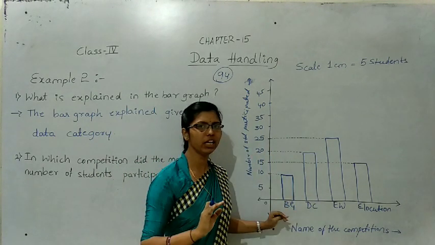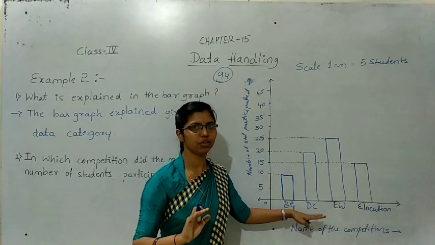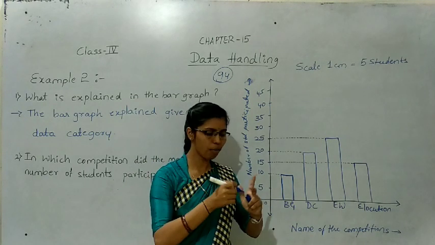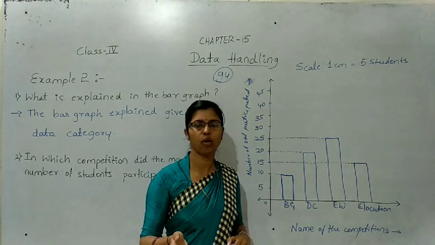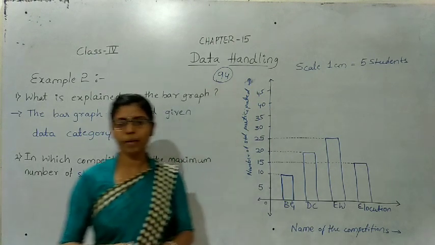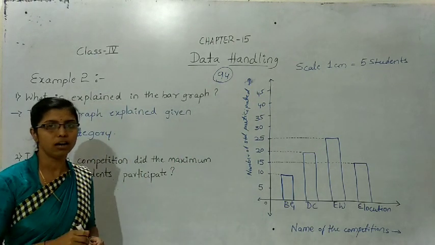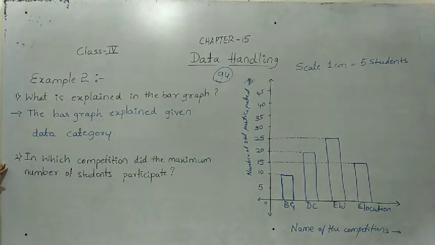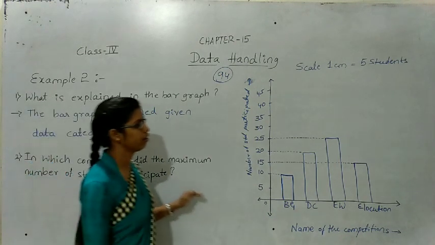It will give the very clear picture. Which one is maximum, which one is less, and how many members participated in the competition, and in which competitions students participated more. That is all explained in that graph. In which competition did the maximum number of students participate?